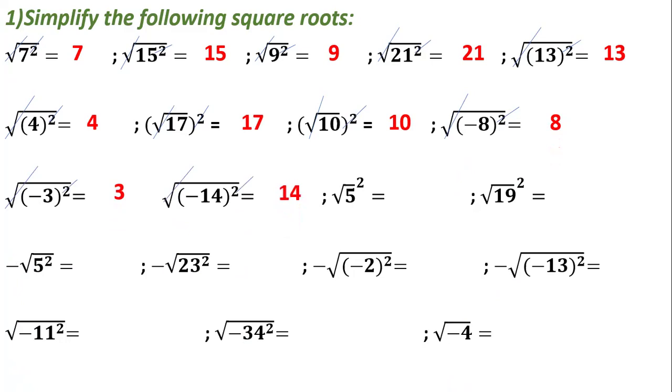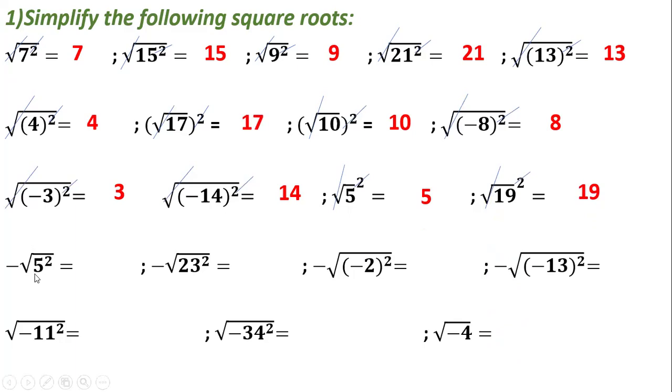Now radical 5 squared, it's the same as the one I have up in line number 2. The square cancels the radical, it comes out as 5. Radical 19 squared, also the square cancels the radical, and it comes out as 19.